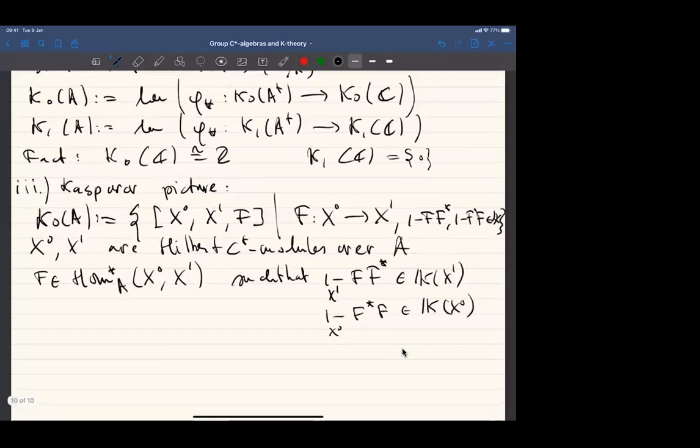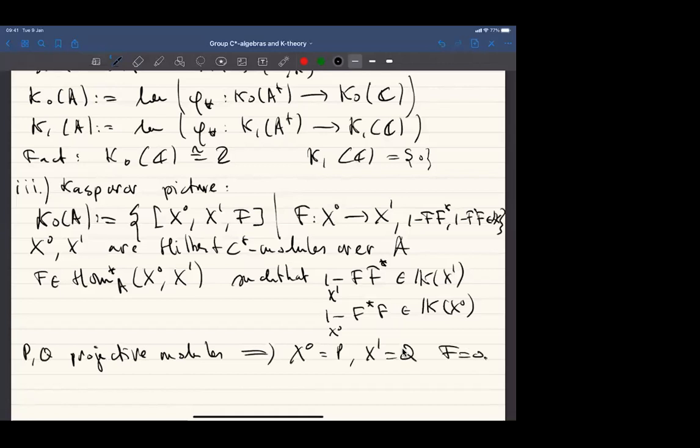And if you have P and Q projective modules, you can get an element in the Kasparov group by taking x0 is P, x1 is Q, and F is 0. This is the Kasparov element that you then get, and this gives the map from one picture to the other, which turns out to be an isomorphism.